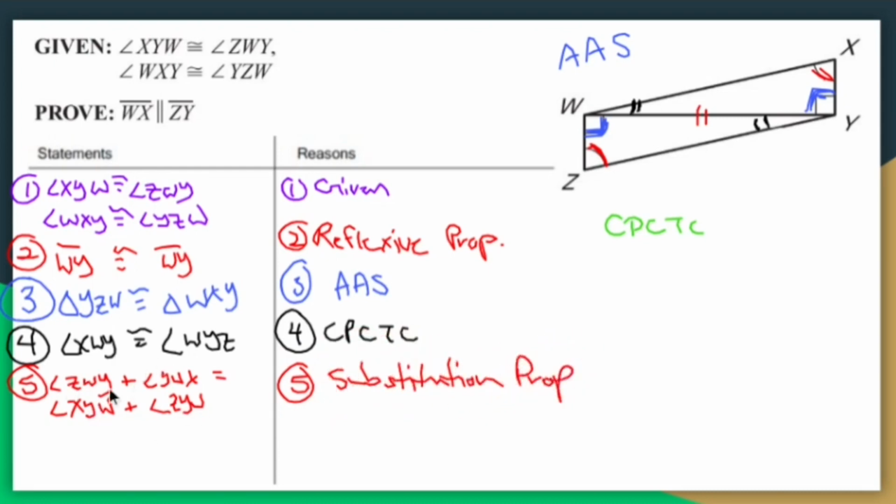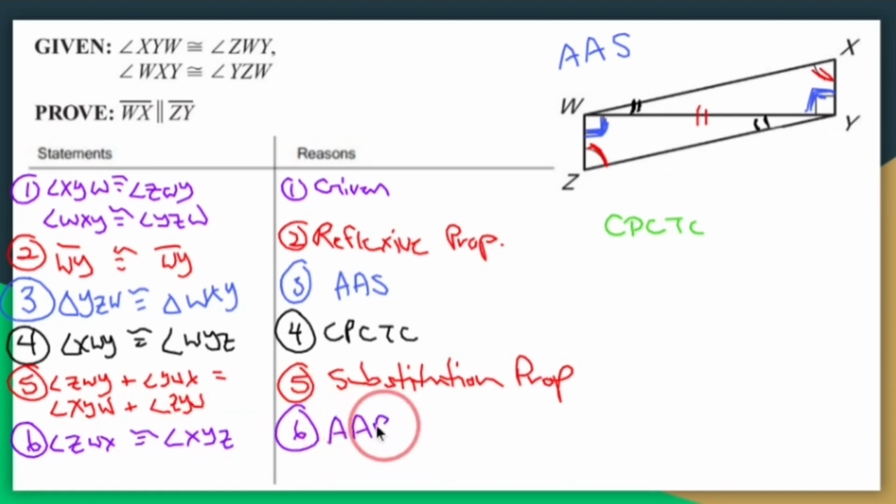Since these two guys are the same thing, right? These combine to make alternate interior angles. Maybe let's add one more step. Let's say ZWX is congruent to XYZ. And the reason for that is the angle addition postulate.